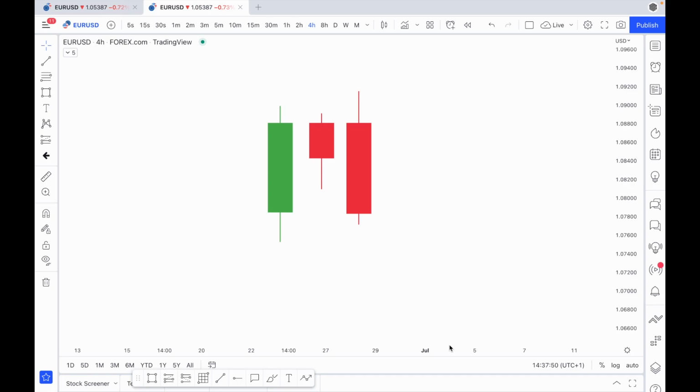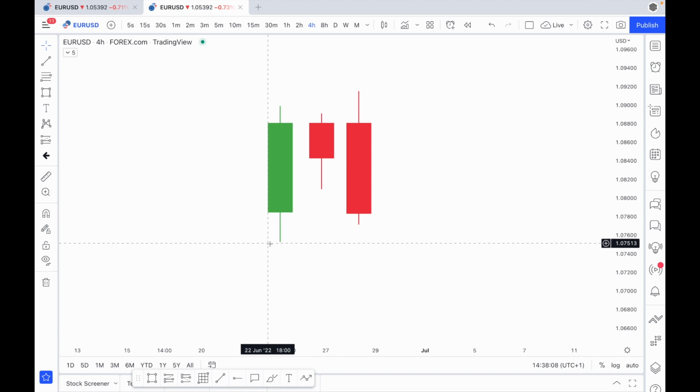And in this lesson we're going to be covering inside bars. So an inside bar is quite simply a candle that has failed to break the high or low of the previous candle. Now, as you can see here in this example, the candle in the centre has failed to break the high or the low of the green candle.